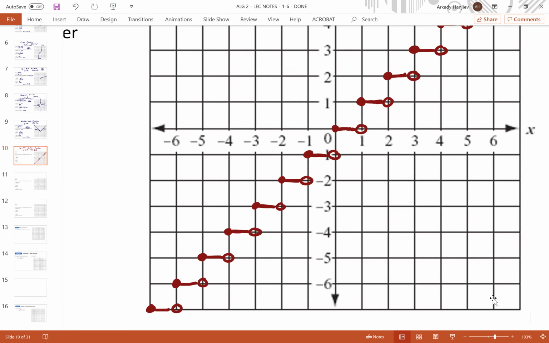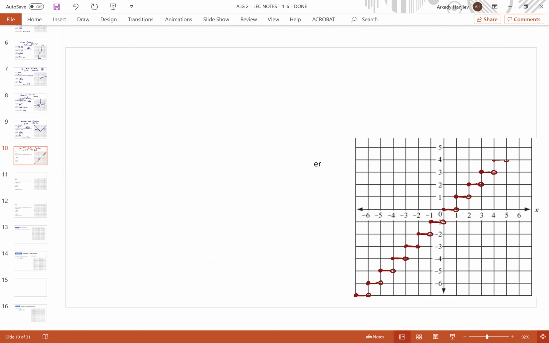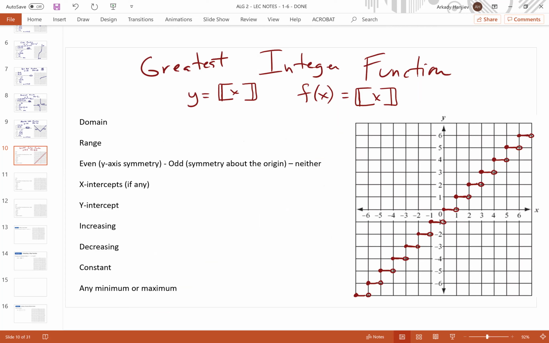Okay, so then let's go back to the full graphs here. So we need to figure out all these little things right here. So domain, range, is it an even function, odd function? Where are the x-intercepts? Where are the y-intercepts? Is it increasing, decreasing? Is it constant? And this one's a funny one here. Okay, and once we're past this, we'll get going with other things here.